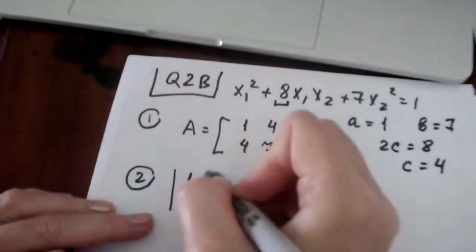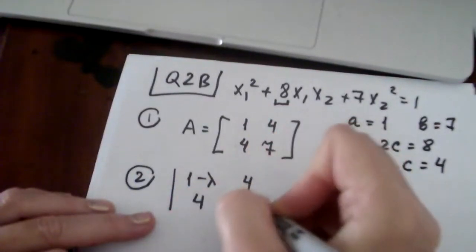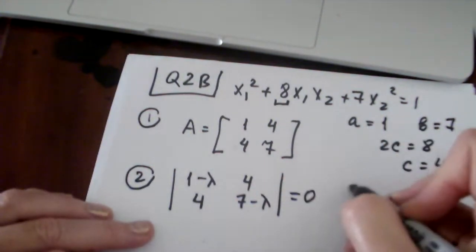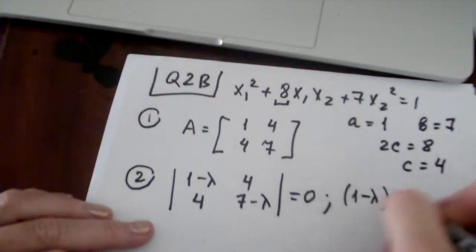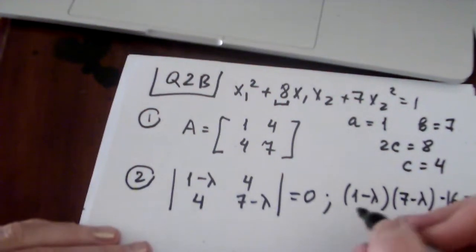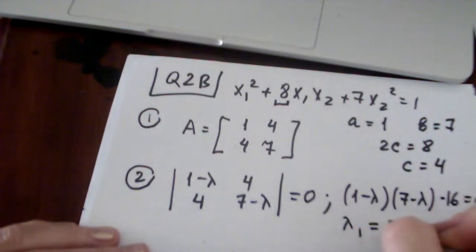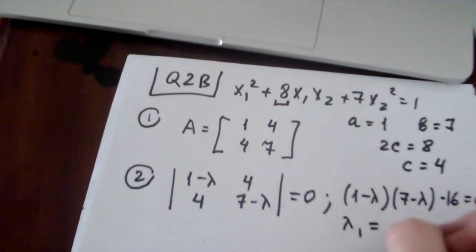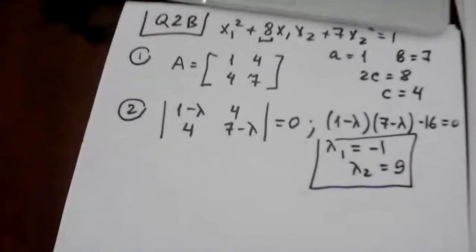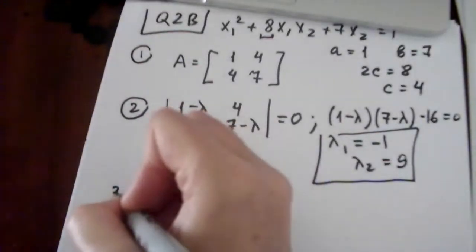Okay, the next step is to find lambdas. We know how to do it: determinant of the matrix with 1 minus lambda, 4, 4, 7 minus lambda is equal to 0. Now we need to calculate it: 1 minus lambda times 7 minus lambda, minus 16, is equal to 0. I decided to save a little bit of time, so let me give you the roots immediately. Lambda 1 is equal to minus 1, and lambda 2 is equal to 9. So these are the roots of this quadratic equation. I decided to save maybe 10, 15 seconds.